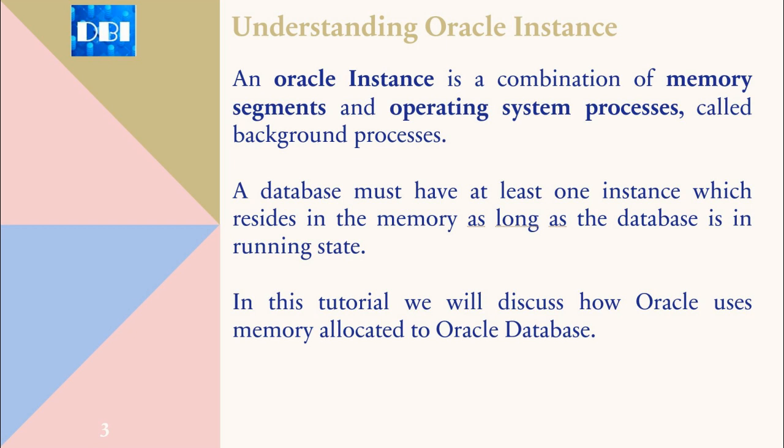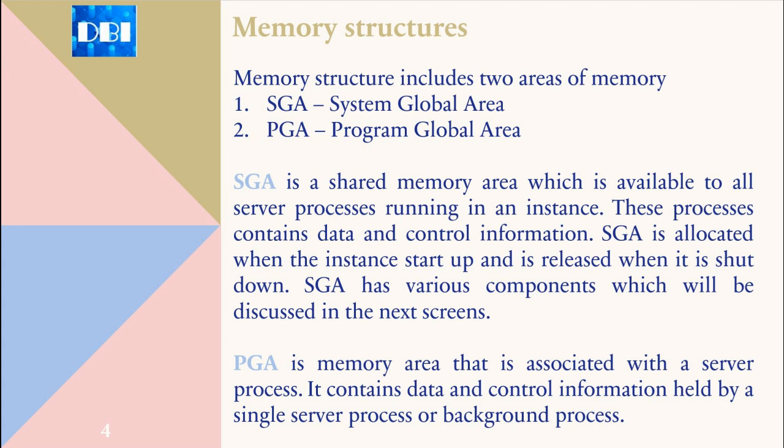In the next screens we will discuss how Oracle uses the RAM allocated to the Oracle database in the most optimal way. The memory structure includes two areas of memory. One is SGA, which stands for System Global Area. Second is PGA, which stands for Program Global Area. SGA is a shared memory area which is available to all server processes running in an instance. These processes contain data and control information. SGA is allocated when the instance starts up and is released when it is shut down. SGA has various components which will be discussed in the next screens.